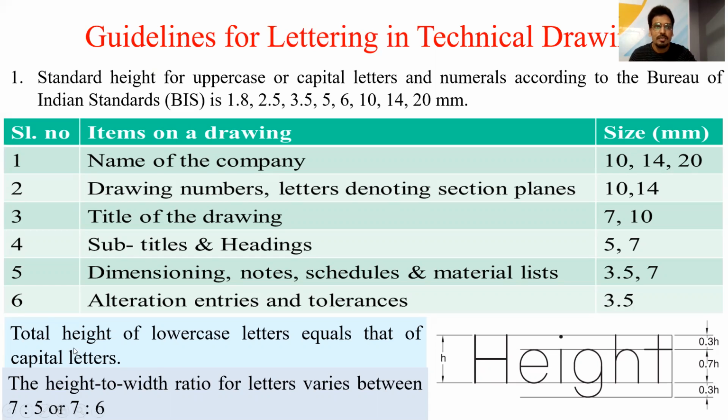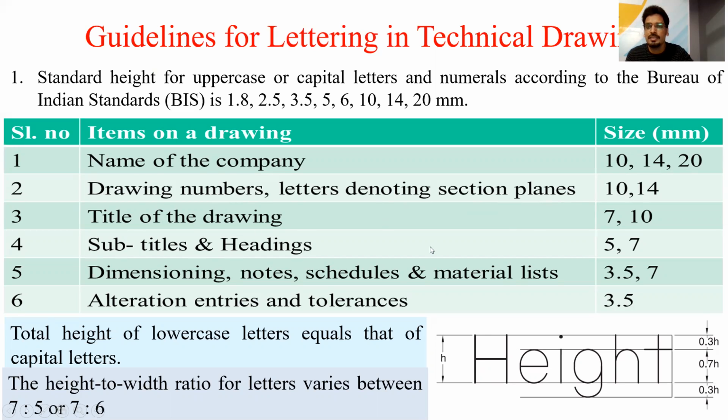And these are the items which are provided on the drawing sheet. First is the name of the company, and the name of the company should be in the size of 10 mm or 14 mm or 20 mm according to our need. Next is drawing number, letter denoting section plane, and the size of the letter is 10 mm or 14 mm. The title of the drawing should be in the size of 7 and 10 mm.